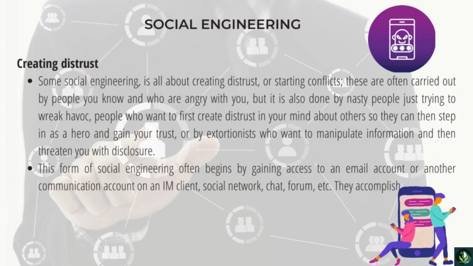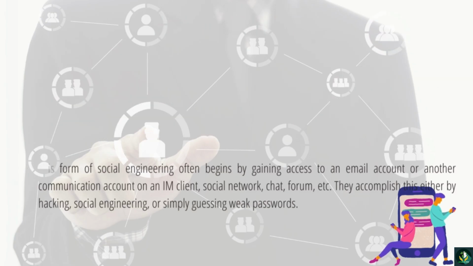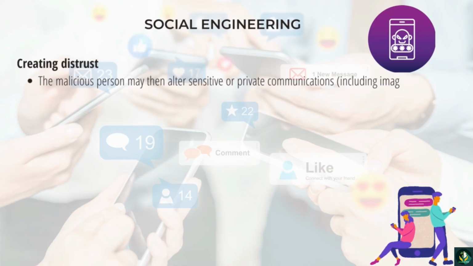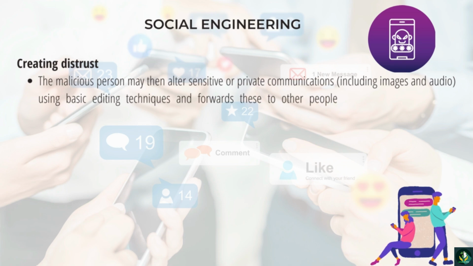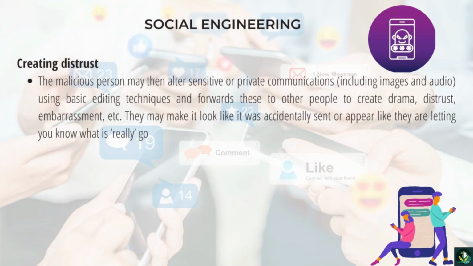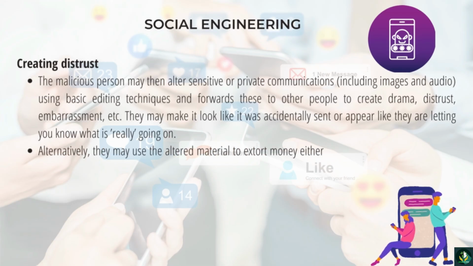This form of social engineering often begins by gaining access to an email account or another communication account on an IM client, social network, chat, forum, etc. They accomplish this either by hacking, social engineering, or simply guessing weak passwords. The malicious person may then alter sensitive or private communications, including images and audio, using basic editing techniques, and forwards these to other people to create drama, distrust, embarrassment, etc. They may make it look like it was accidentally sent or appear like they are letting you know what is really going on.